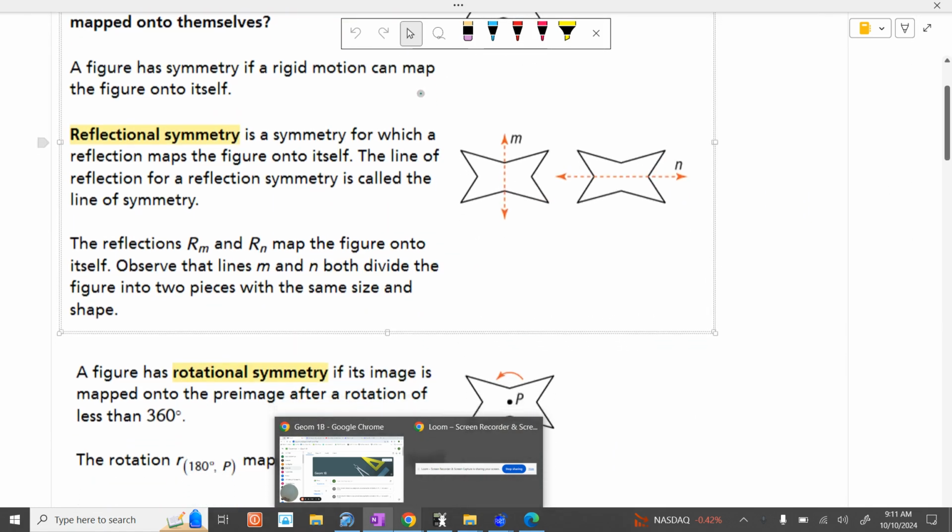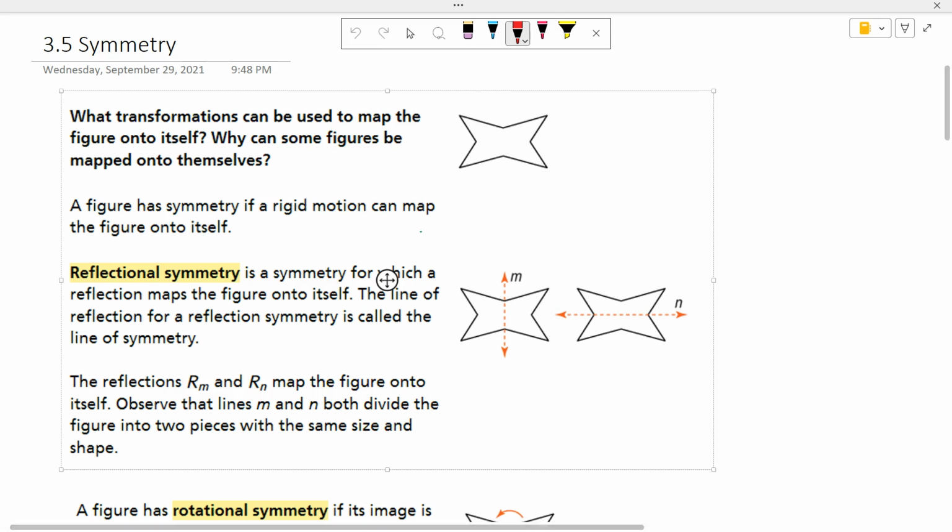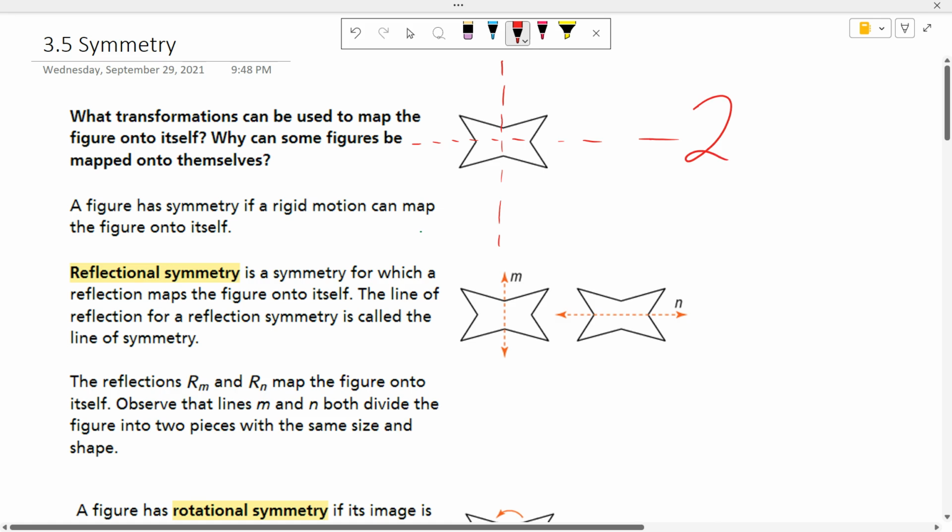So if we look at this, when we look at a shape like this, we have to figure out how many lines of reflection it could possibly have. Well, for this shape, it has a horizontal line of reflection and a vertical line of reflection. So it has two lines of reflection.